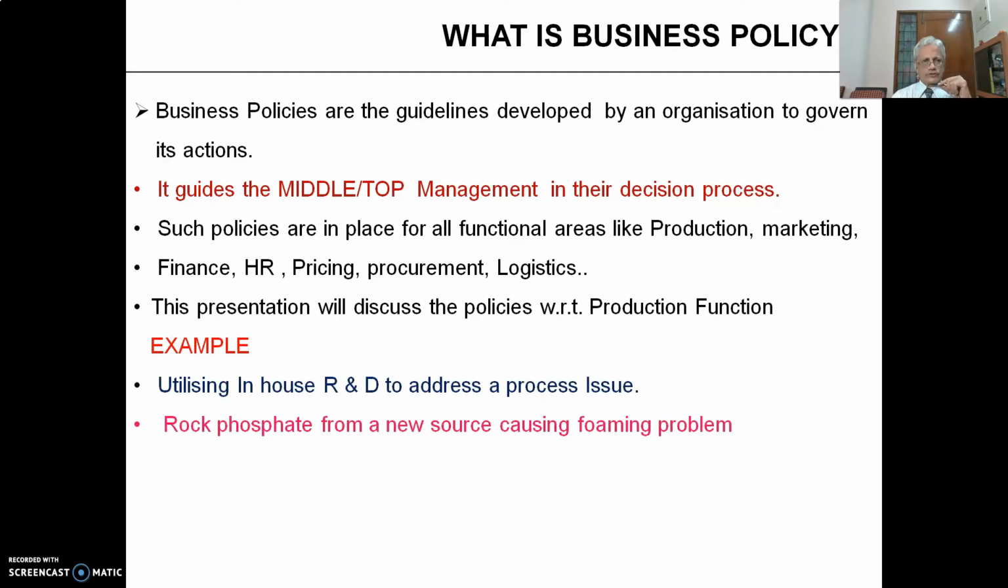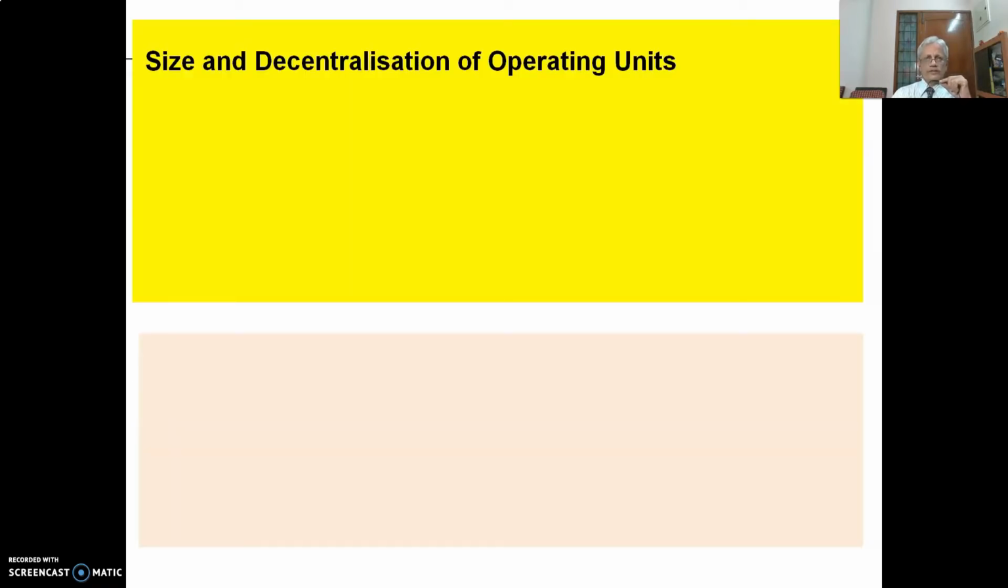I'll just give an example of a production function business policy. For example, in one of the fertilizer plants, they normally used to buy the rock phosphate from Jordan, and next time they wanted to try the Chinese rock, which was cost effective. When they started using the Chinese rock in their factory, they found a lot of foam started coming. They were not able to operate the plant very successfully. Then they decided to use R&D to address the issue. So this is a very typical case. We will see in more detail what exactly the production related business policies are.